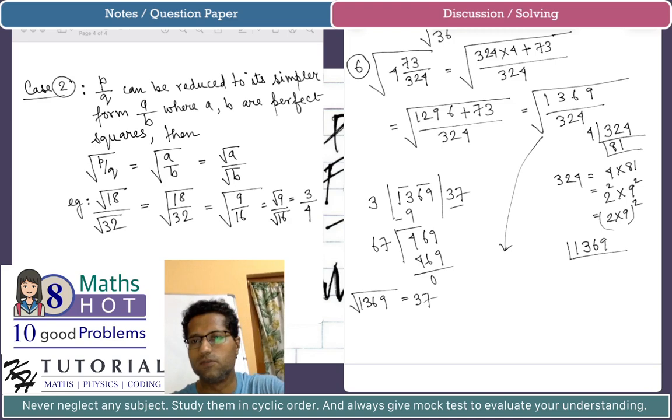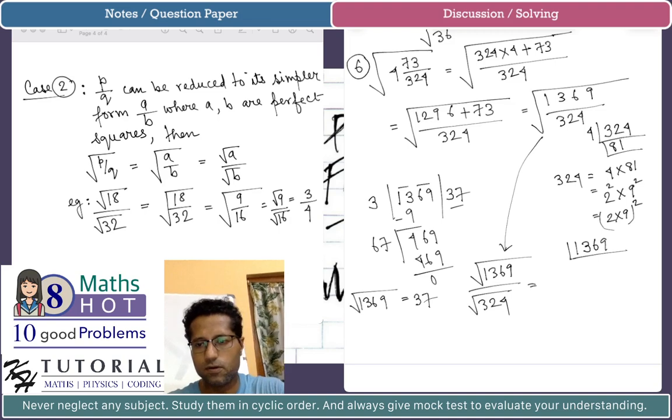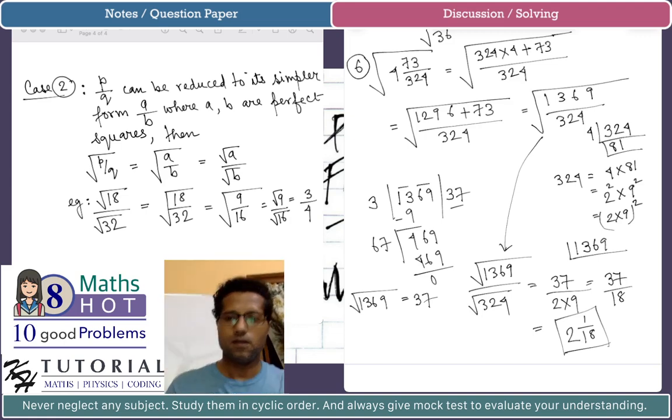Now the square root of 1369 divided by 324 is equal to square root of 1369 divided by square root of 324. Square root of 1369 I found out to be 37, and square root of 324 will be 2 multiplied by 9. So this is 37 by 18. This is an improper fraction. You can convert it to a proper fraction as 2 and 1 by 18. So this is the square root.